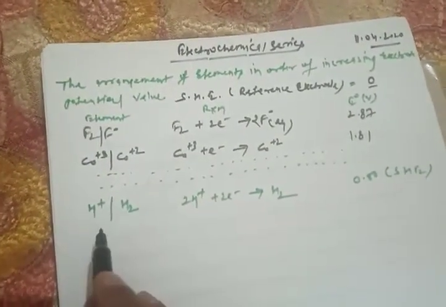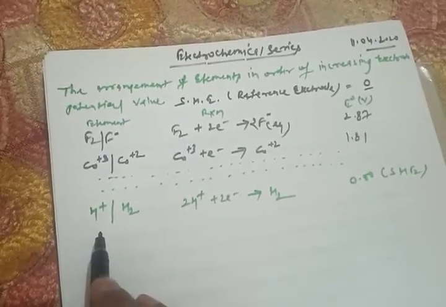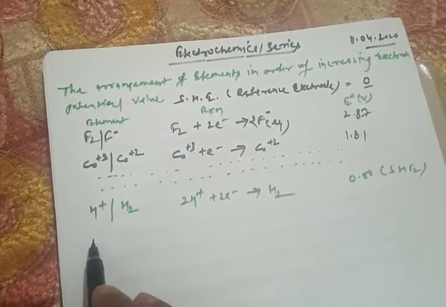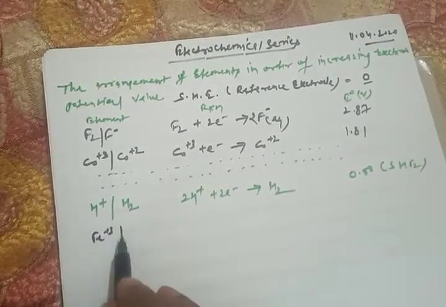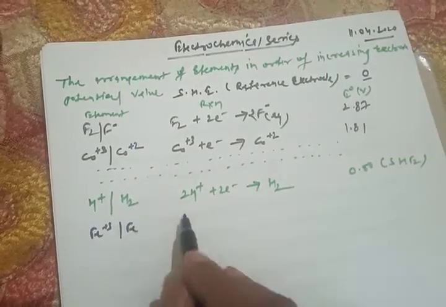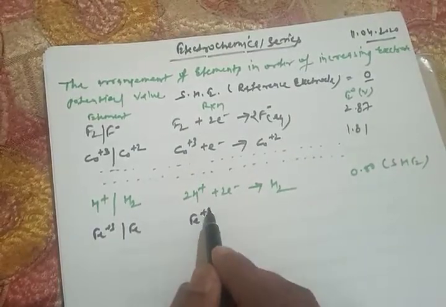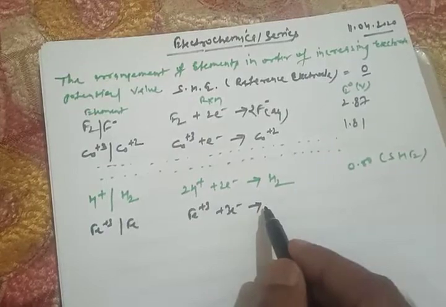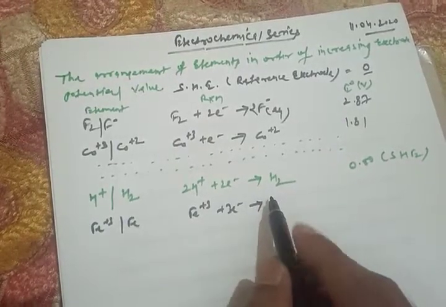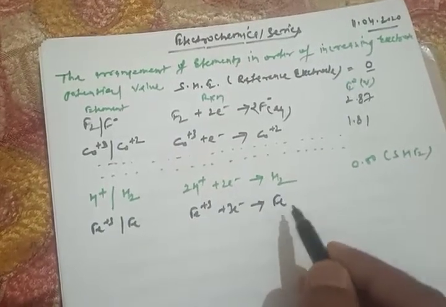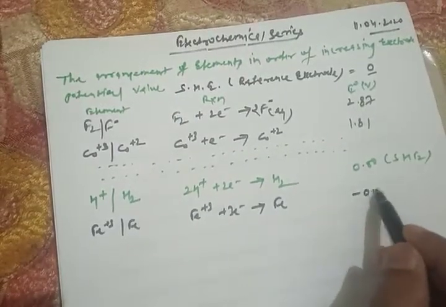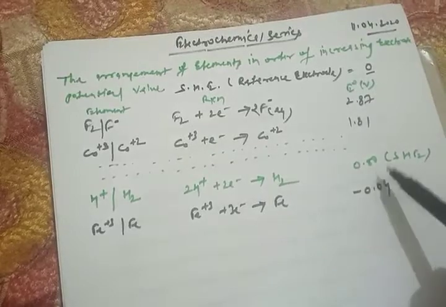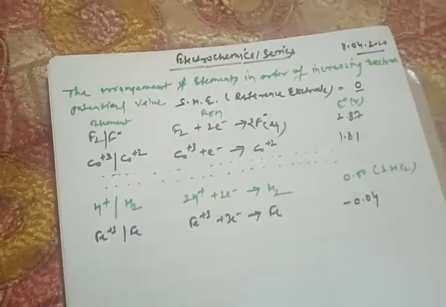Okay, moving ahead, Fe plus 3 to Fe. Fe plus 3 with 3 electrons will give Fe. The value here is negative, just to know. Above, the value is positive, here the value is negative. So after hydrogen the value is negative.